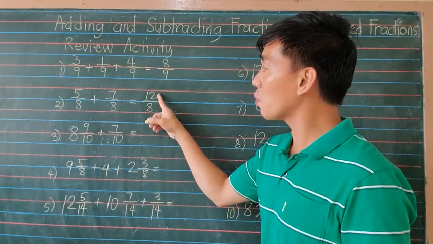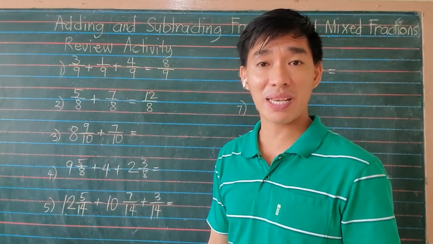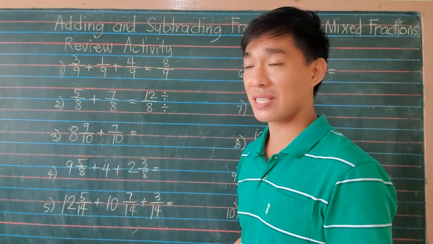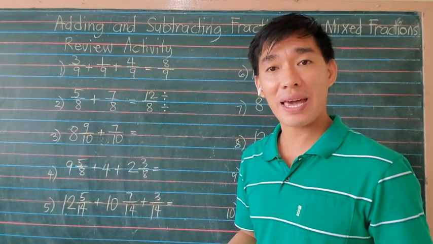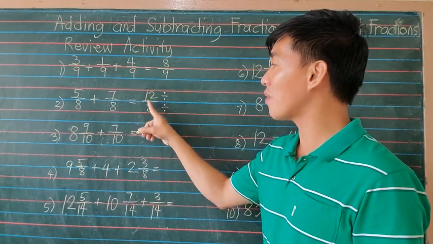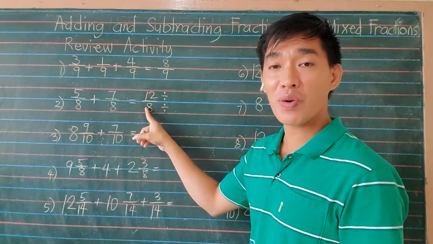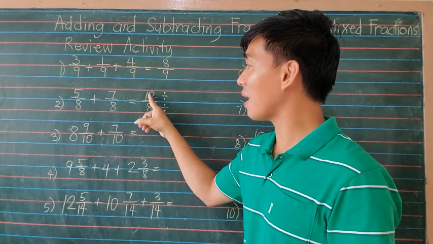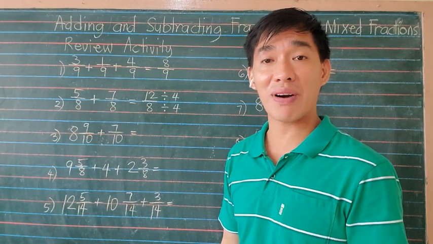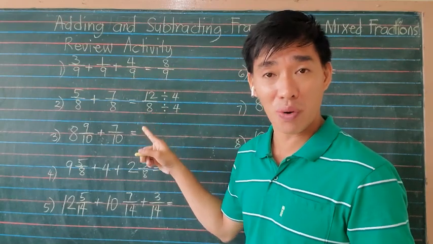In this case, 12/8 is not yet in the simplest form because there's still a number that could divide both 12 and 8. We could still simplify or express our fraction in the simplest form. How? By dividing the numerator and the denominator by their GCF. Now, 12 and 8 here are both divisible by 2. And at the same time, they are both divisible by 4. But 4 is the greatest number that could divide both of them. Therefore, they are not yet in the lowest term because their GCF is not yet 1.